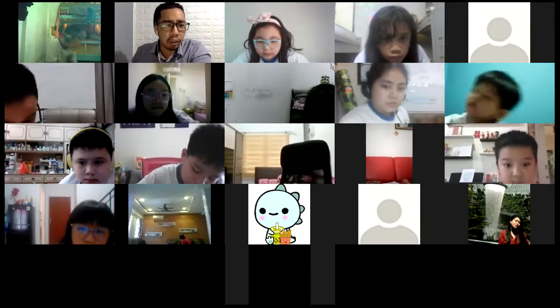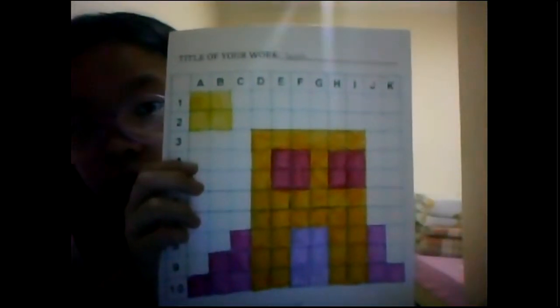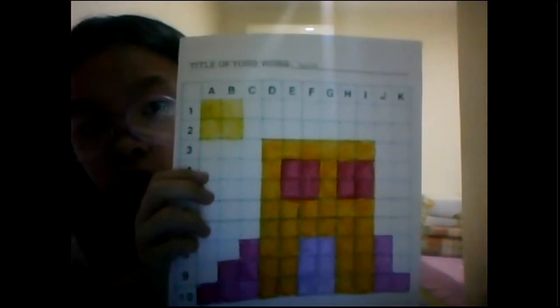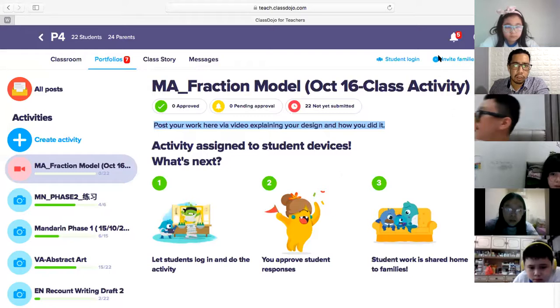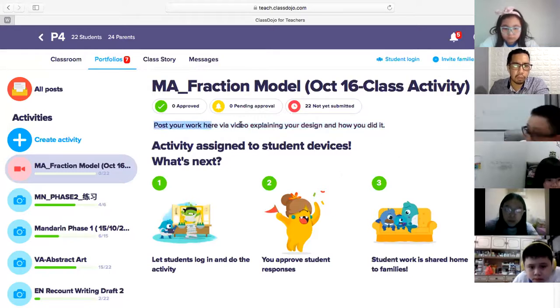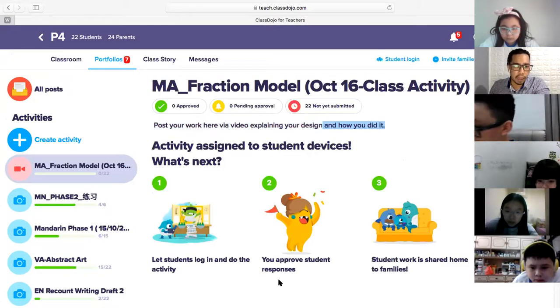Done. Can you show it? Did you use digital or drawing, Michaela? Okay, everyone kindly look at Michaela's work. It's a building. What is that yellow on top? It's the sun. Okay. Now you count how many yellow you use out of 100. Okay. Now, you do this one on the Class Dojo. Before you post your work, you have to explain your design and how you did it. Okay? Very nice.